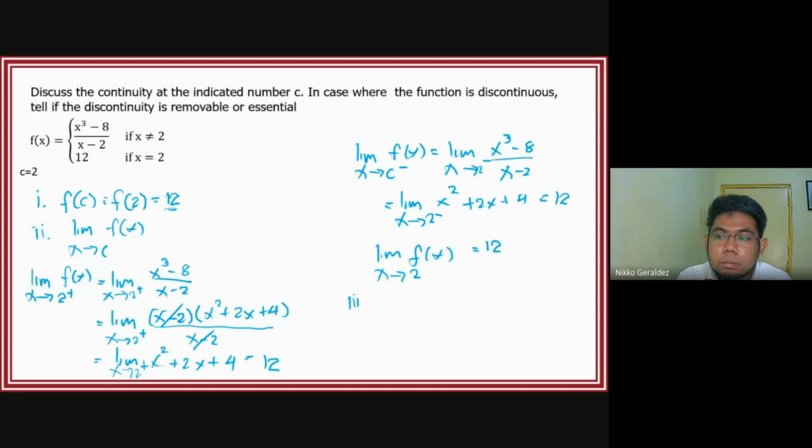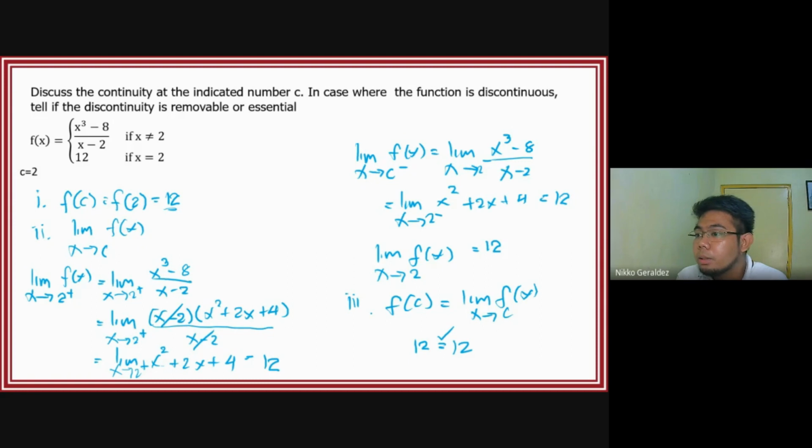Condition 3: f of c would be equal to the limit of f of x as x approaches c. Di ba? What is f of c? 12. What is the limit of f of x as x approaches 2? 12. So, nasatisfy yung condition number 3. So, ano yung function? The function is continuous at 2, kasi nasatisfy niya yung 3 conditions. Ganun po.